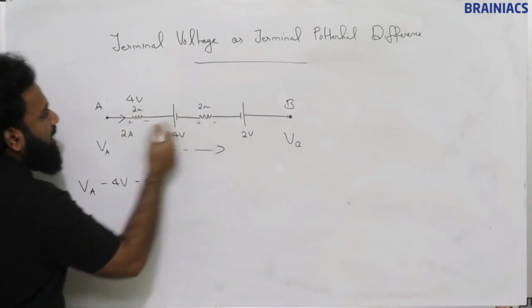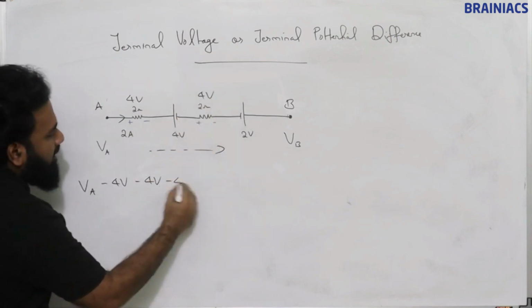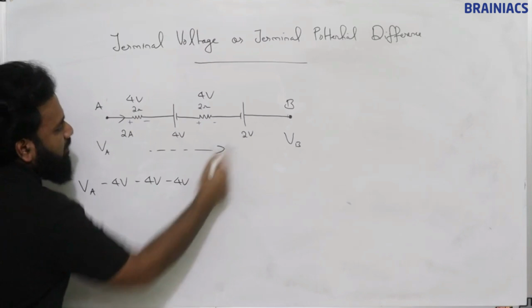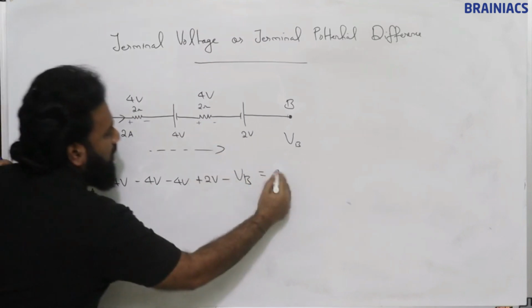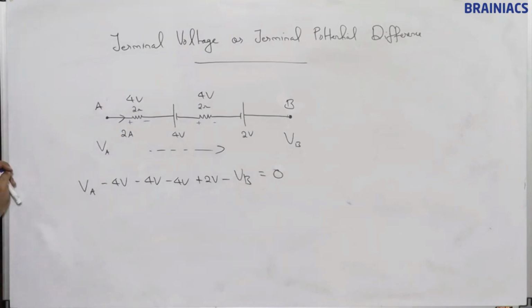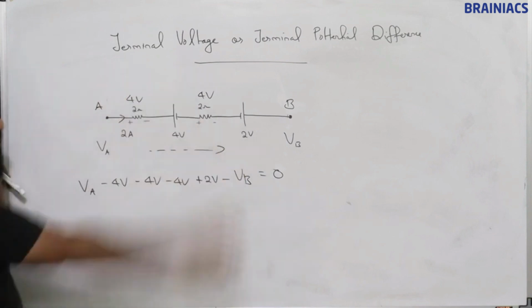Then plus minus, 2 ampere is flowing like this, so we can take 4 volt minus 4 volt. Here minus plus, so we will be taking 2 volt minus VB is equal to 0. Okay, so this is a sign convention. This is a technique to solve these kinds of circuits also.